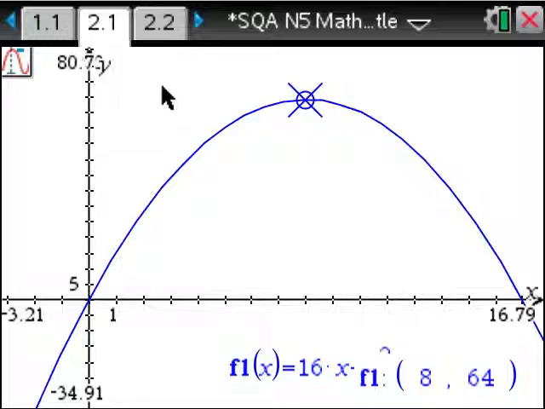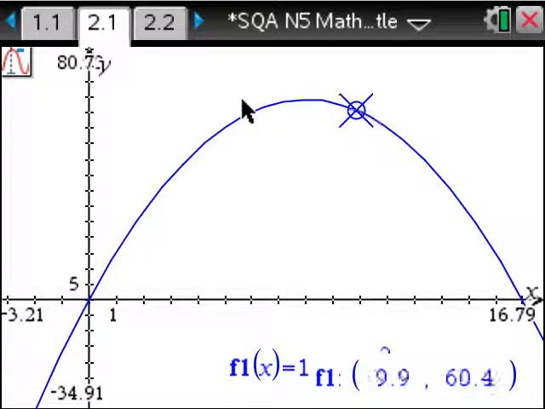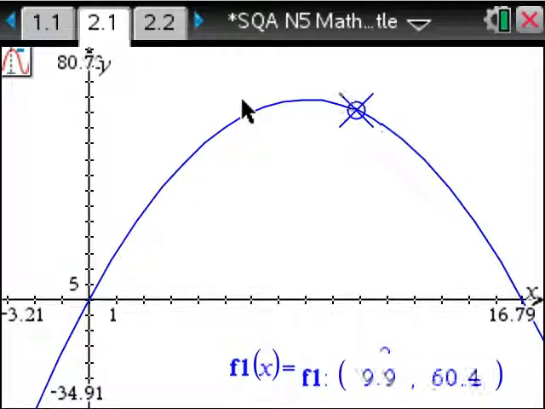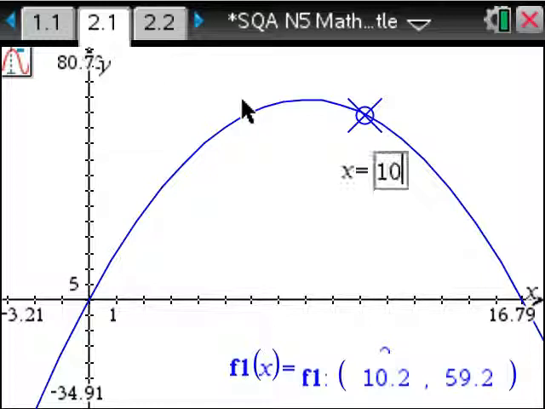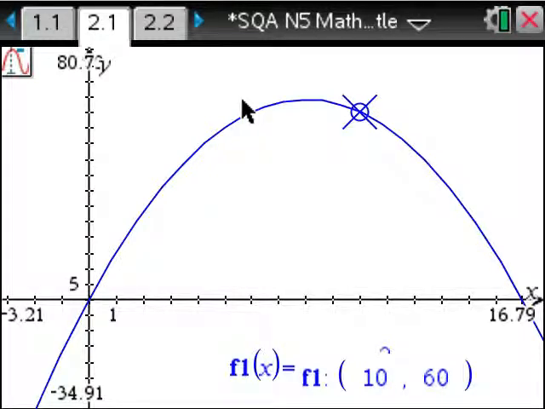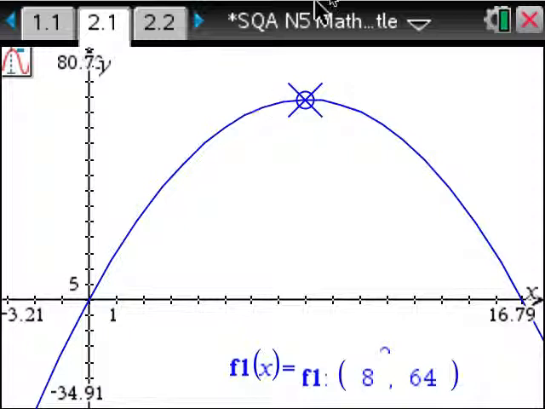If we go back, we can see possibly if I move off to when x is 10, it's going to be around about 60. In fact, if I just type in 10, it'll snap to 60. If I type in 8, it'll snap to the maximum as well. So lots of ways of verifying your thinking there for question 13. We're done.